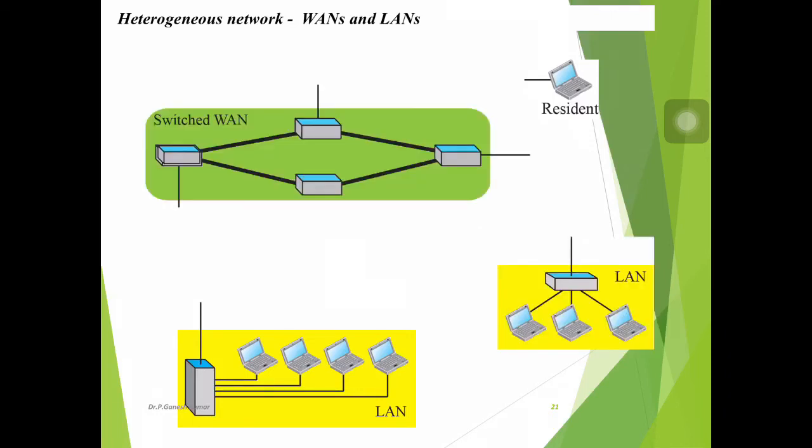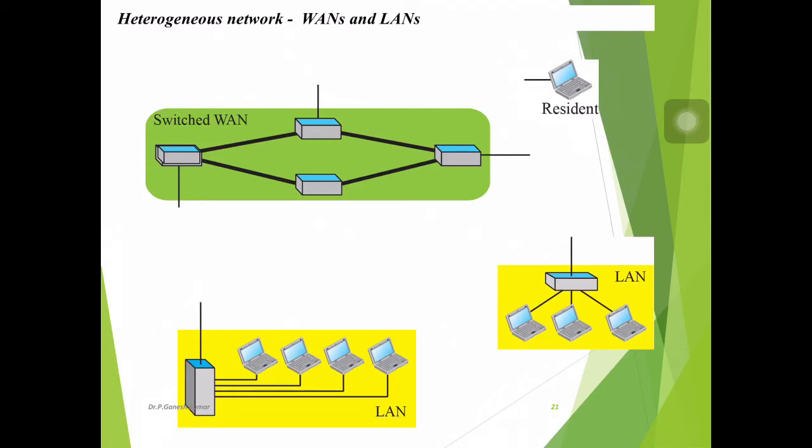Next is heterogeneous networks. In practice, we can't expect that only LANs are going to be connected. For example, I'm at home and I want to connect to the internet. That is different. Some LANs may be different, some MANs may be different. So how can we connect? Here you can see there is one resident who wants to connect. Another one is a switched LAN network, and that LAN network also wants to connect to a WAN network. And there is another LAN, and then a switched WAN network.